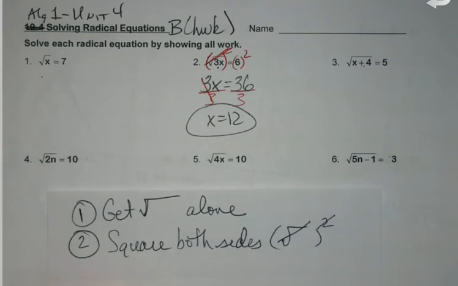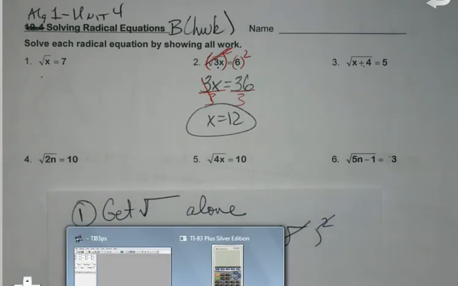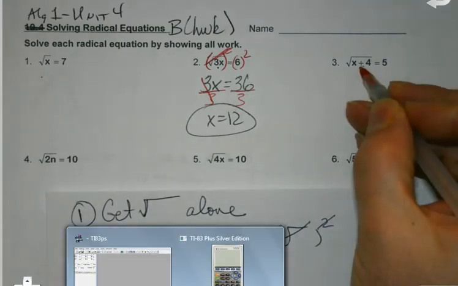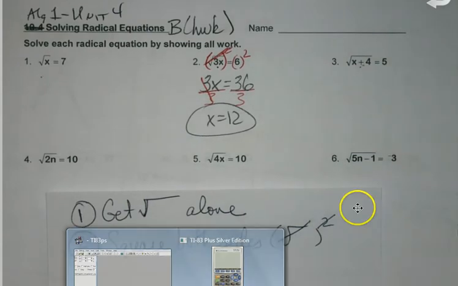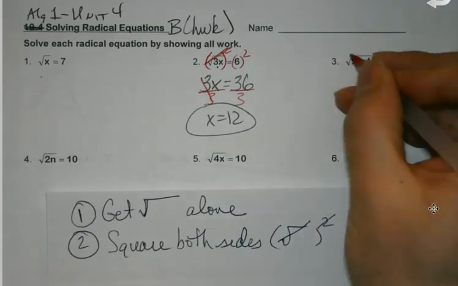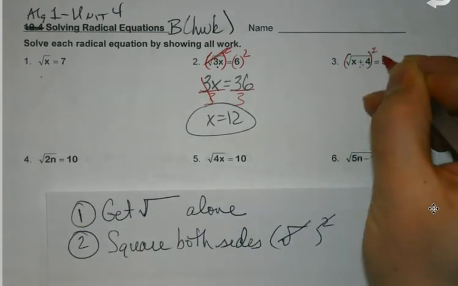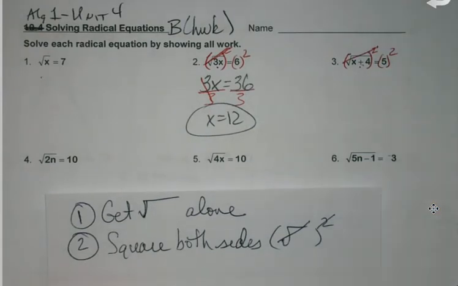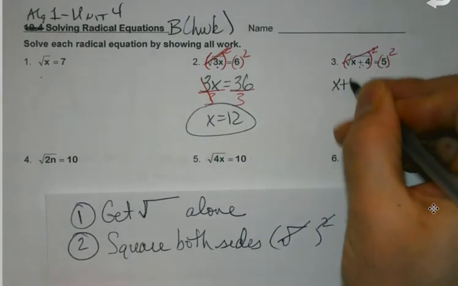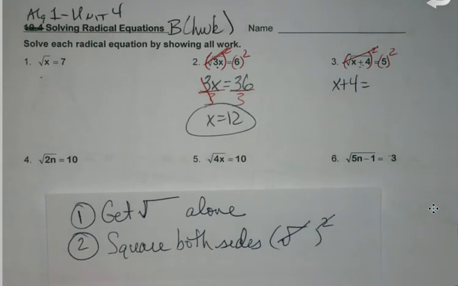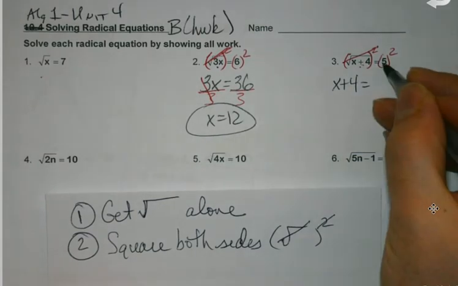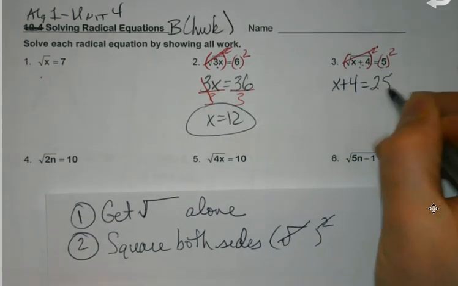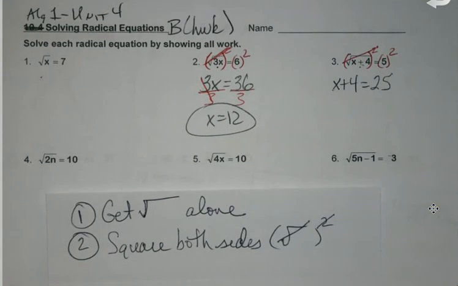Well, let's do number 3 while we're here. Radical's alone already. Get that out of there. So we'll square it. Squared and square root. X plus 4 is now free. And 5 squared is 5 times 5, which is 25.